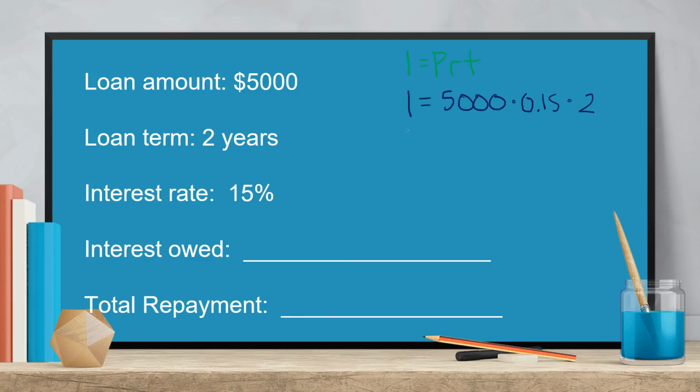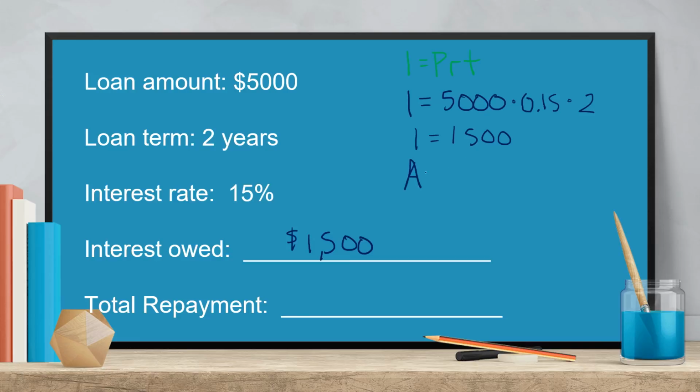So all you have to do is get out a calculator and do some multiplication. You should have come out with $1,500. I equals 1,500. So the interest owed is $1,500.